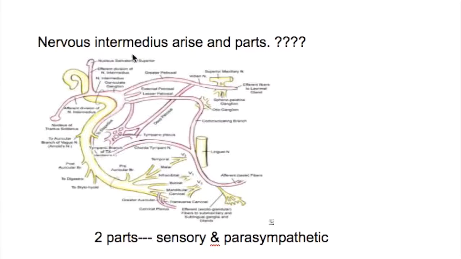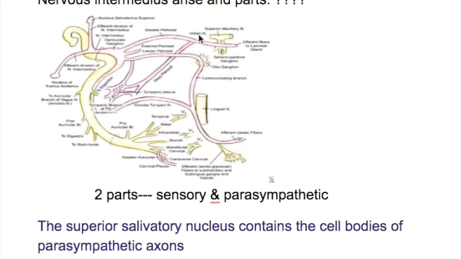What's nervus intermedius, where does it arise from, and what are its parts? The parasympathetic division starts from the superior salivatory nucleus and the sensory division starts from the solitary nucleus in the medulla. So these two join to form the nervus intermedius, and this nervus intermedius enters with the motor part in the facial canal. These three nerves pass through the geniculate ganglion.